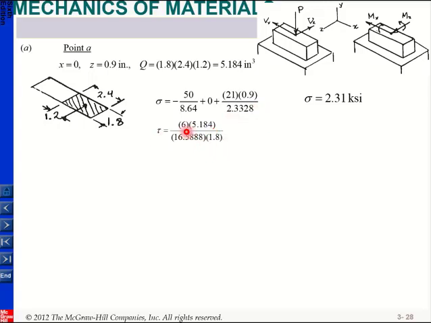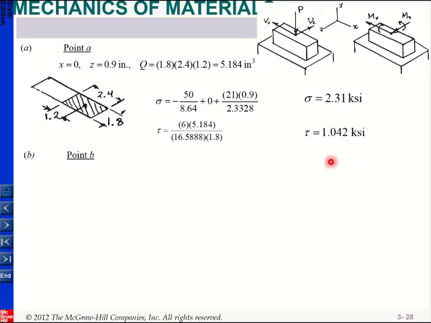So I know what my V is, and we just calculated Q. This is the I value, and this is T. Since I know all the information, so this is Iz, don't forget, you can get your shear also. I have a normal stress of 231, and I have a shear stress of 1.042.